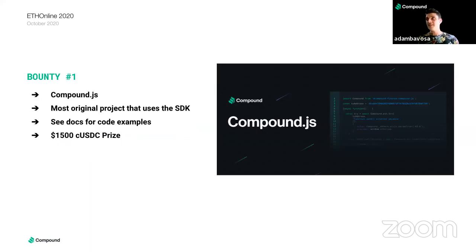So the first bounty is for building a project with Compound.js. Compound.js is a JavaScript SDK. It works in the web browser and also Node.js. It's really cool. It's brand new. It's still in beta. You can use it to build whatever you like, and we'll give $1,500 of cUSDC to the project that has the most original use of the SDK. So the documentation has code examples to get you started, and also in this workshop, I'll show you how to use it.